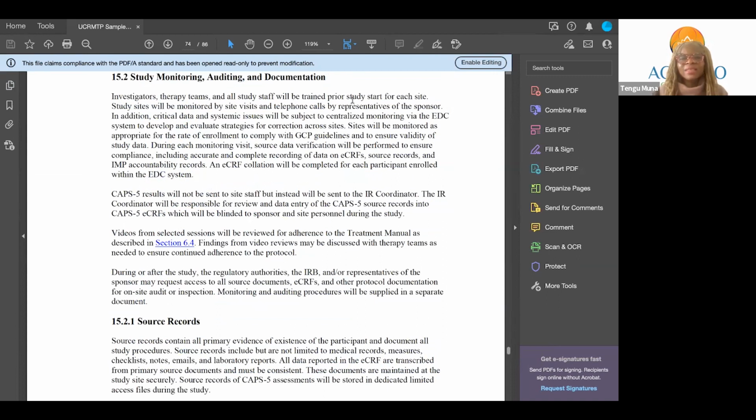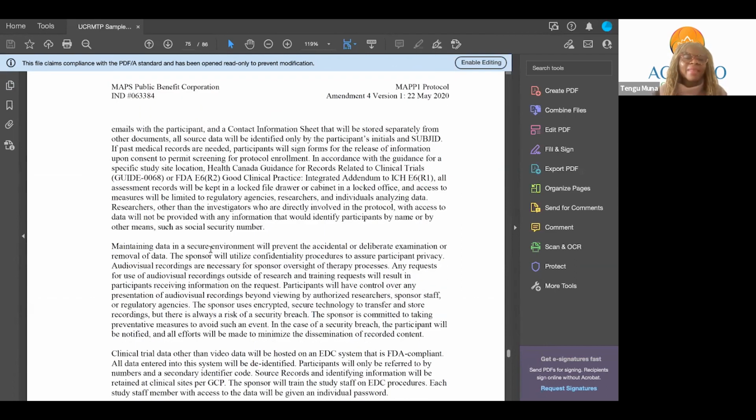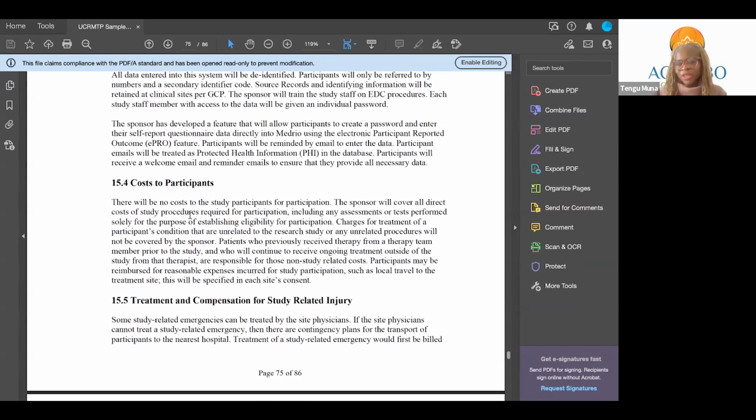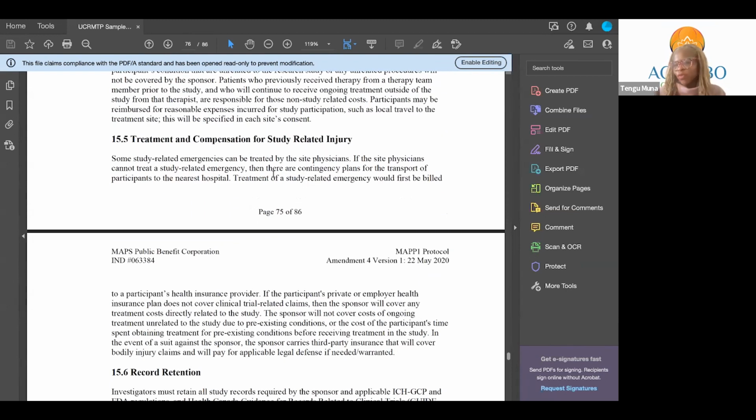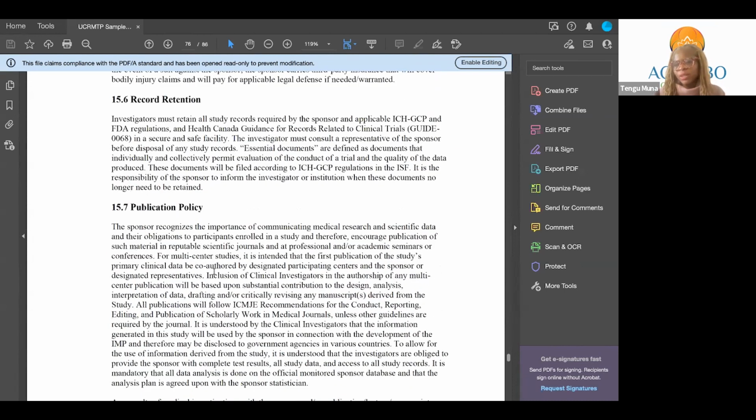In this project, the study sites will have site visits, telephone contact. Then it talks about source records and how they're supposed to maintain it. Then we go to confidentiality. And then we go to cost to participants. That's a financing piece, right? You see, guys, see how it flows. It doesn't exactly flow like the ICH GCPs. It could be broken down into different sections. Cost to participants, compensation for study-related injury, insurance, right? And then, of course, record retention and publication policy.